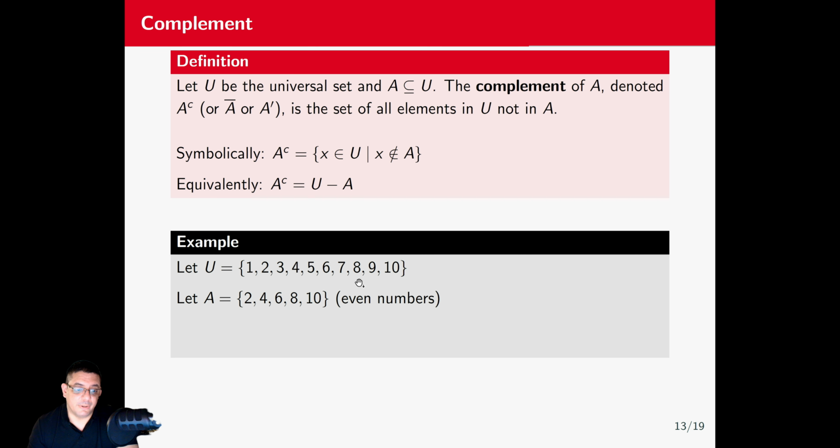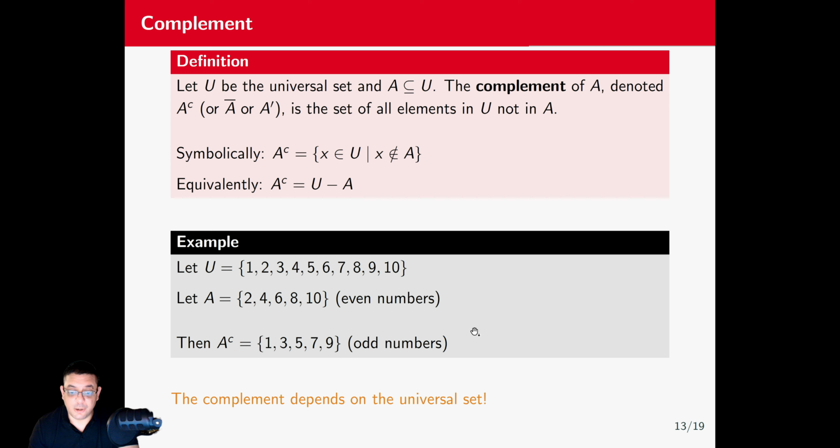Let's see an example here. We have U, the universe, which is going to be all the numbers from 1 to 10. And A is going to be the evens: 2, 4, 6, 8, 10. So the complement is going to be the odds: 1, 3, 5, 7, 9. The complement depends on the universal set.